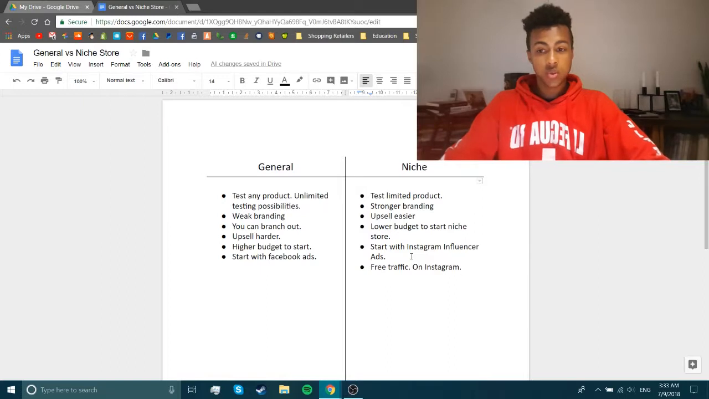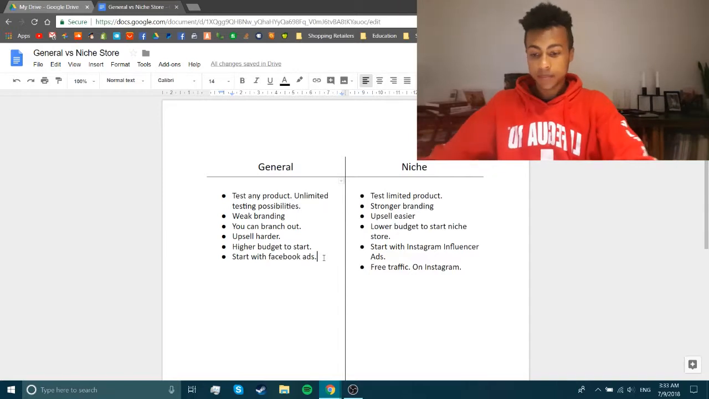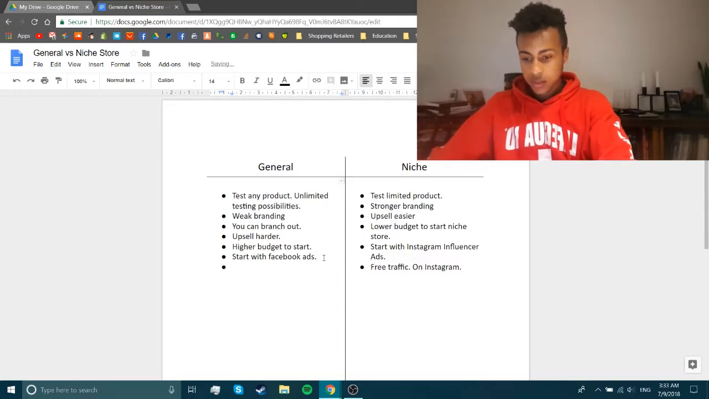Whereas with a niche store, you make a post on an influencer's page, which costs maybe $20 to $40 for a page with 50,000 to 150,000 followers, right? So you can expect to pay anywhere from $20 to $80, depending on how you negotiate.